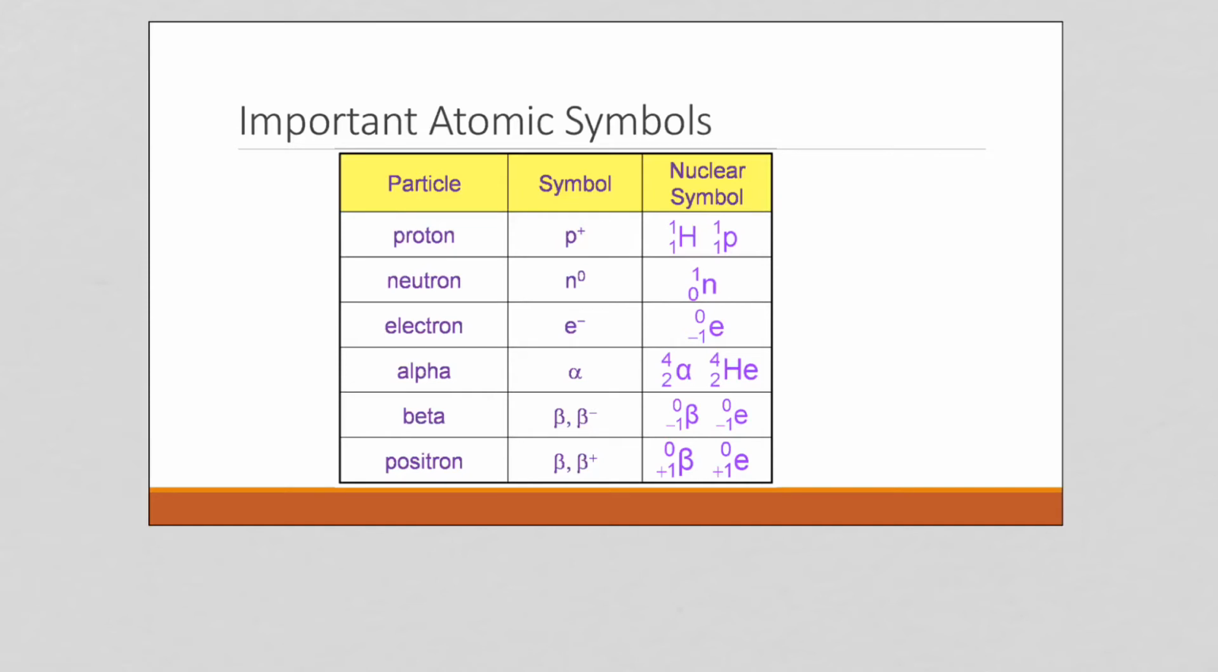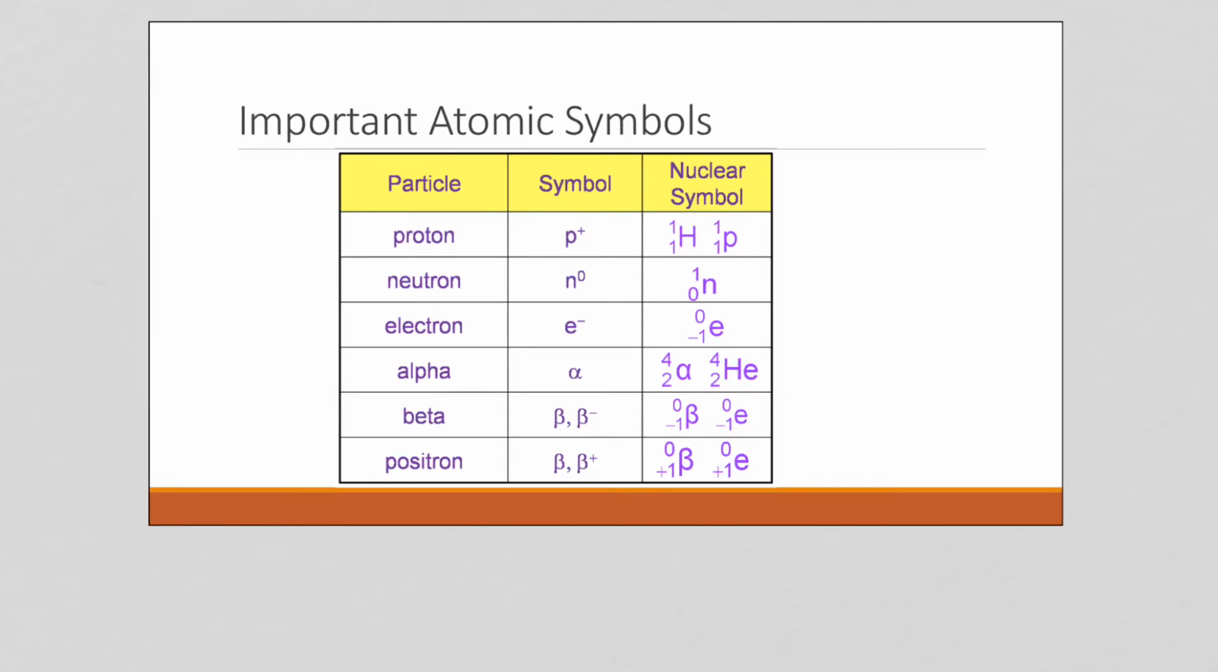An alpha particle is abbreviated as alpha, or He-4, with a mass number of 4, representing 2 protons and 2 neutrons, and an atomic number of 2, representing the 2 protons. Again, this is often represented as a helium nucleus. Beta particles, beta or beta minus, can be abbreviated as a beta with a 0 and -1: very small mass, -1 charge. Or again, we often represent it simply as an electron.